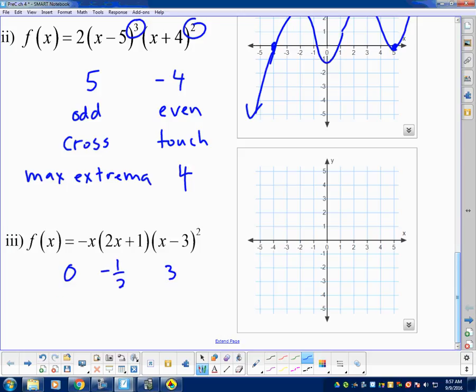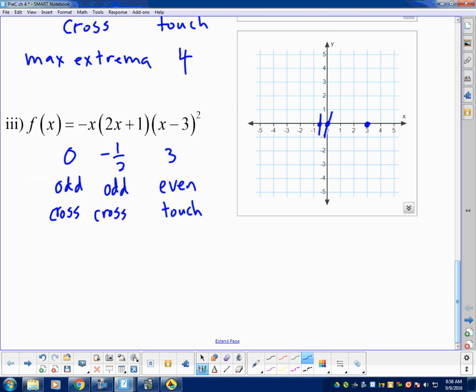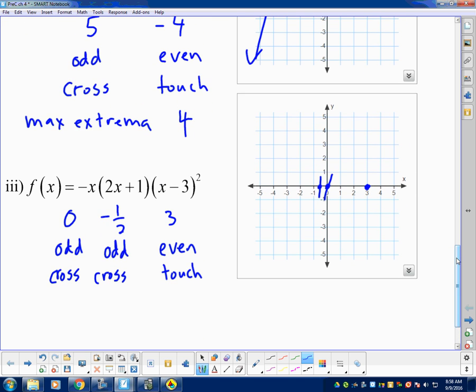And so this one is odd, odd, even. So at 0, does it go through? So it does. We're going to cross here. Cross. And touch. So we've got it going through at 0. And at negative 1/2, it crosses through. And we've got it touching at 3. And what are the max number of extrema here?